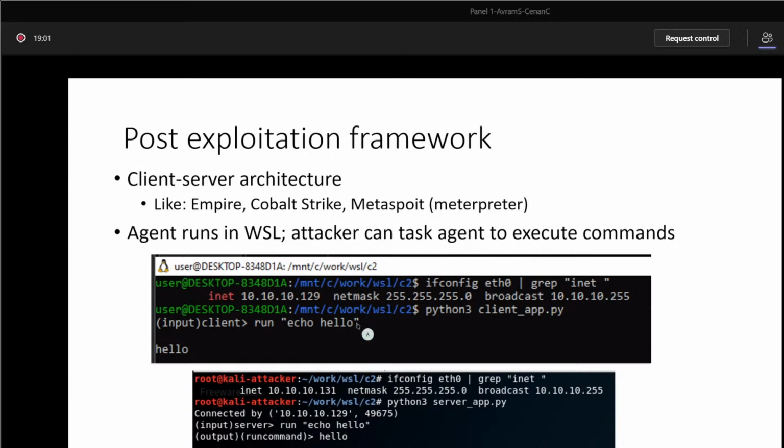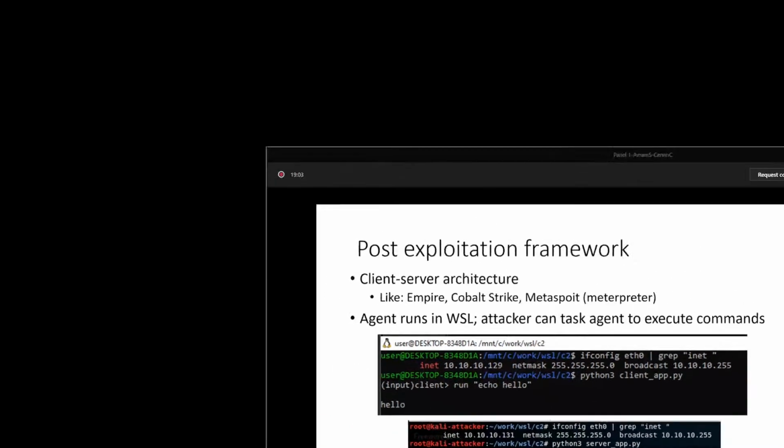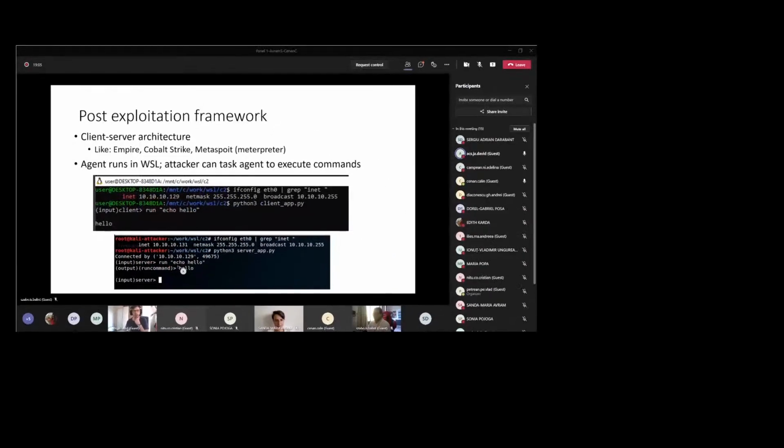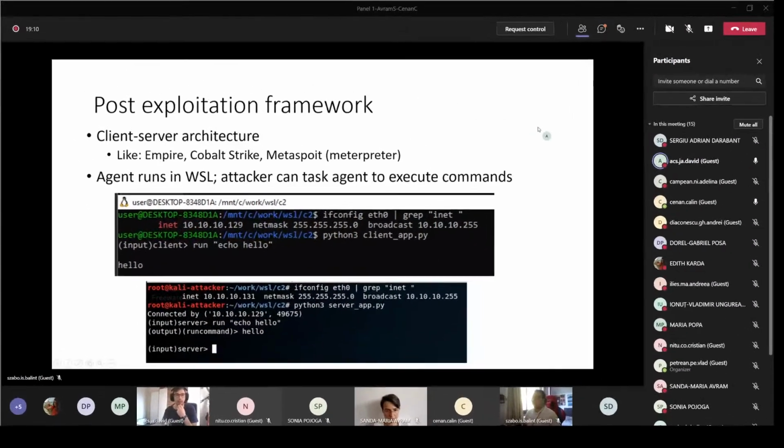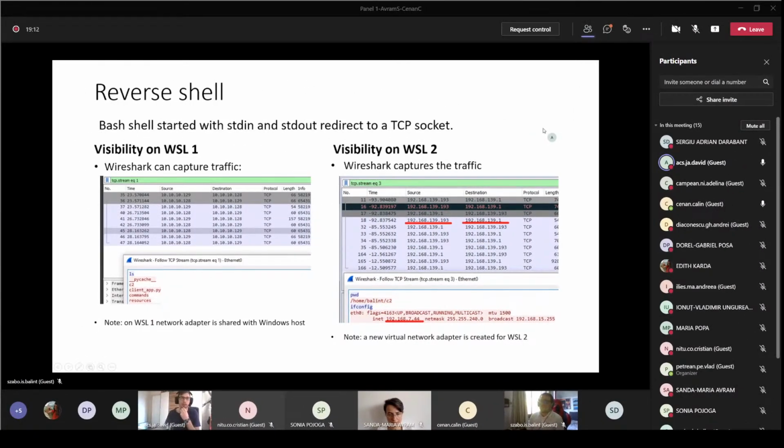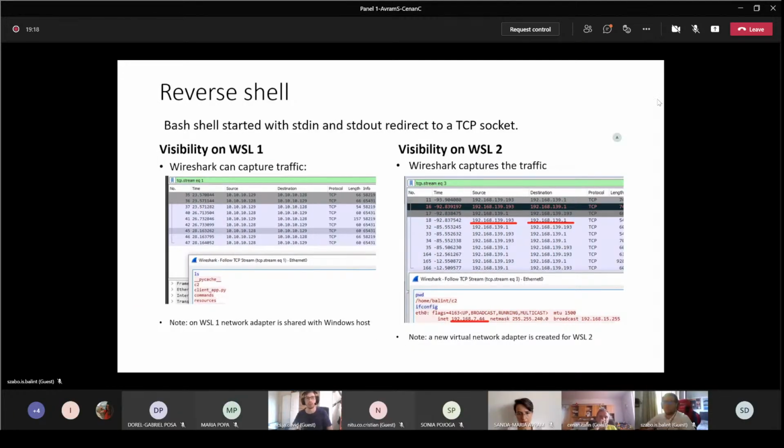Here you can see an example of how the client and server can be set up and how a simple echo command can be run. And in the following slides, I will present each of the commands of the post-exploitation framework, what it does, and what the visibility is on both WSL1 and WSL2.